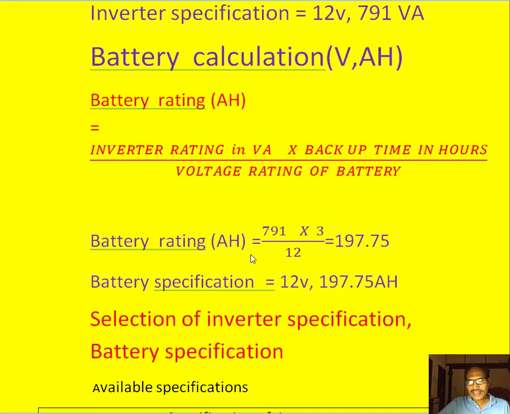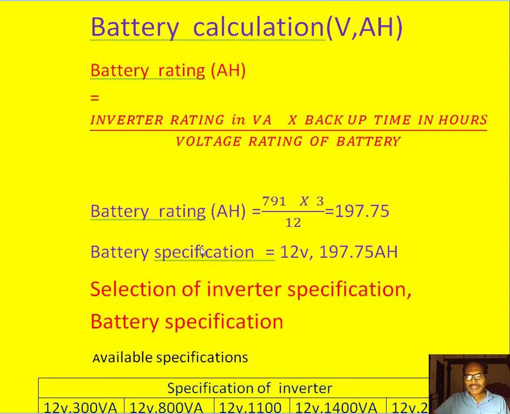So the battery rating in AH formula is this, and we have just calculated for case 1, that is the 1 BHK house. The rating in VA for the inverter is 791, into the backup time that we are choosing here, which is 3 hours, so we put 3 here, and the voltage rating of the battery which we assumed in the presumptions, 12 volts, we put as it is. So now we get the ampere hour rating of the battery as 197.75 ampere hours.